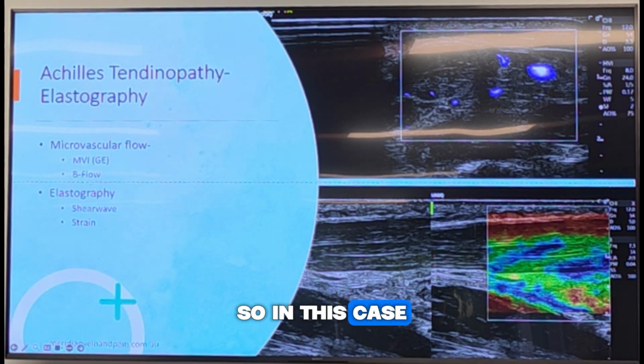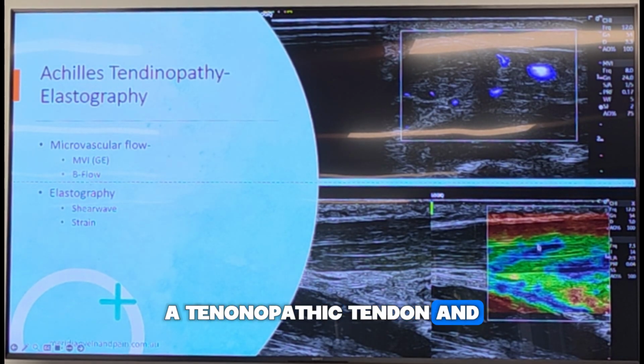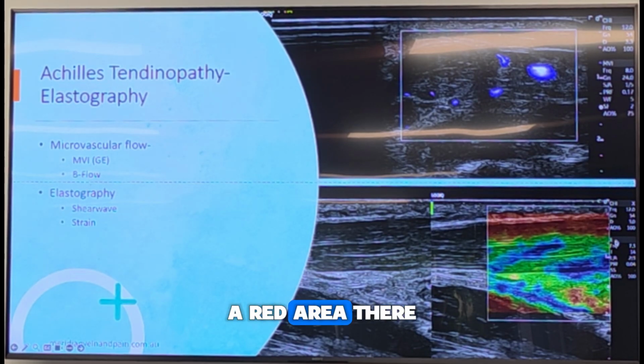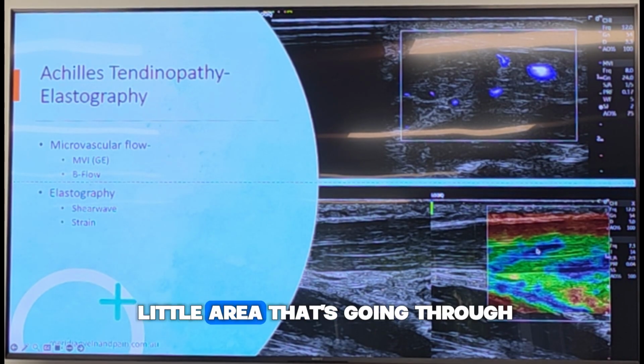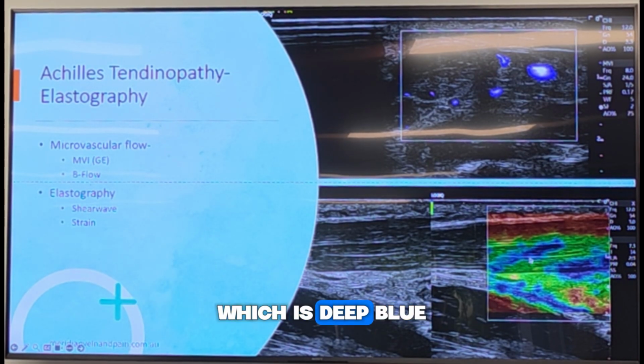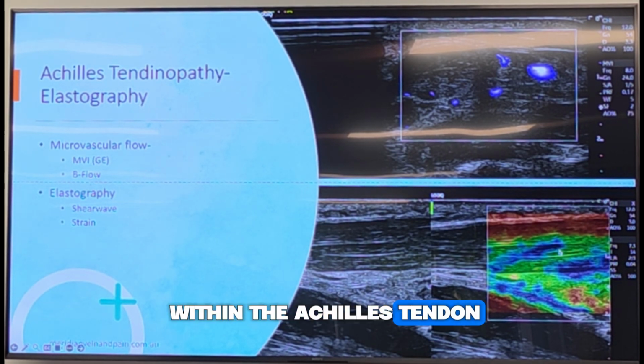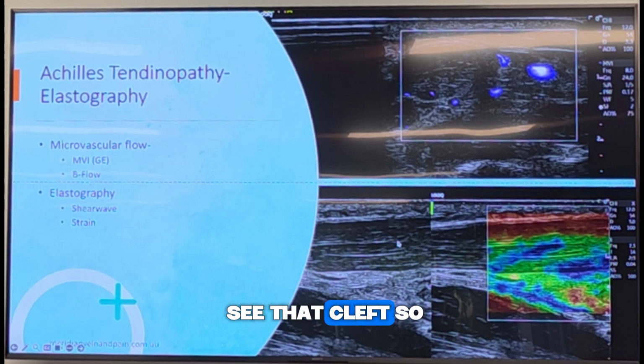So in this case, you've got a tendinopathic tendon, you've got a red area there, which is basically a map of how stiff that tissue is. So this red is a lot stiffer. As you go in, you can see this little area that's going through, which is deep blue. That's a cleft within the Achilles tendon. So you can't really see that cleft so well on B-mode imaging, okay?